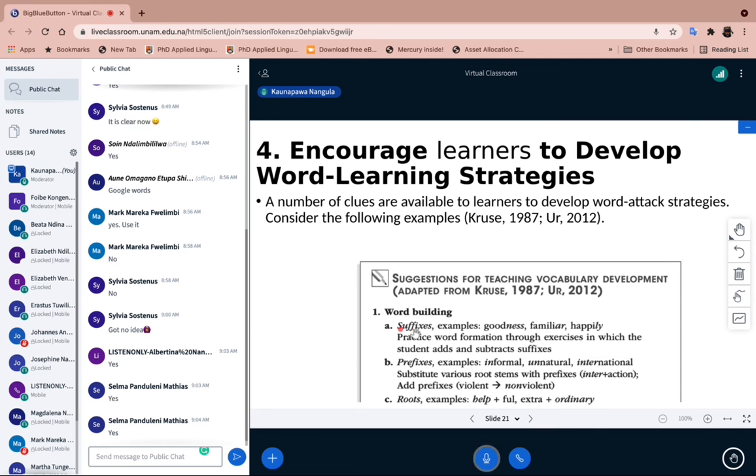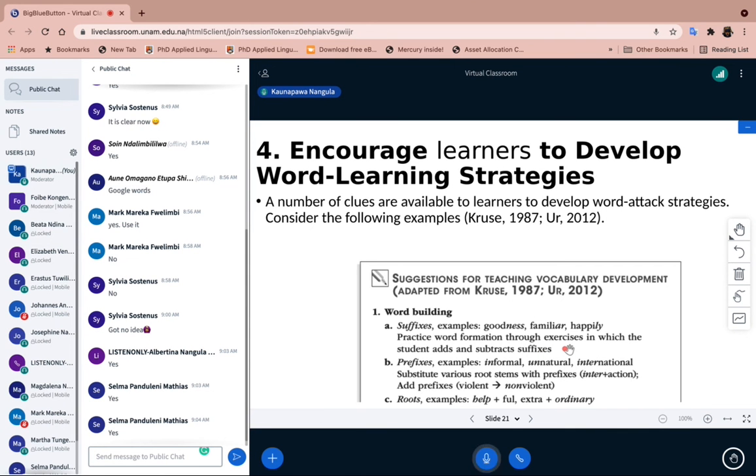So you've got suffixes. I hope you know what suffixes are. Here we have examples. Goodness, so the -ness here is a suffix. Familiar, -ar is a suffix. Happily, -ly is a suffix. So practice word formation through exercises in which the students add and subtract suffixes. Okay, so that is the first one for word building.